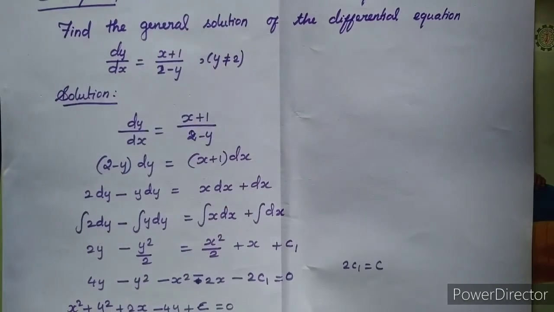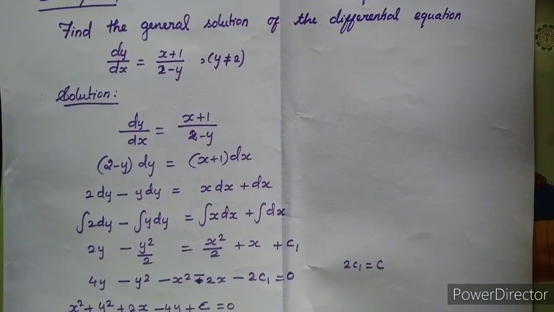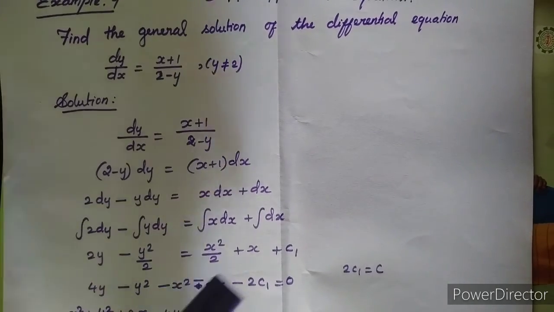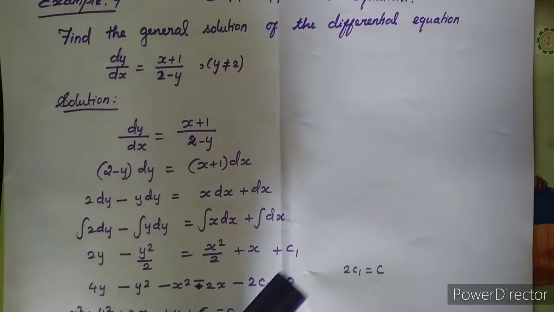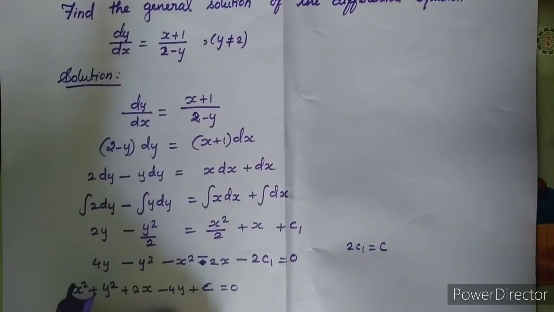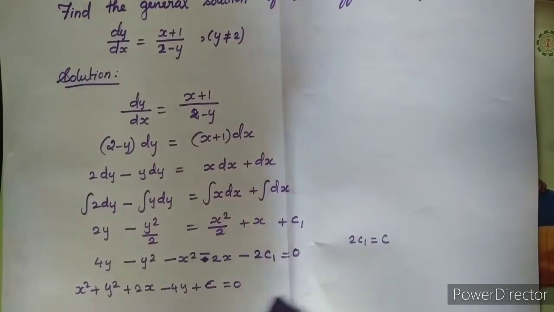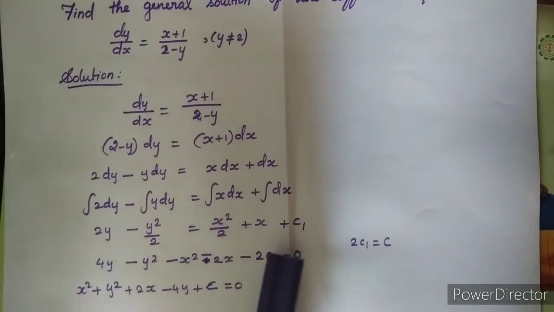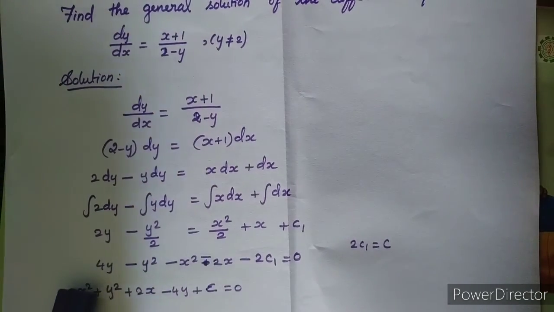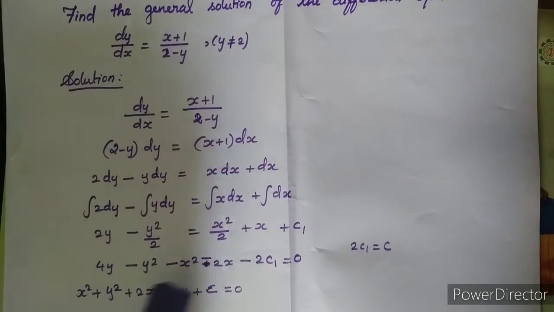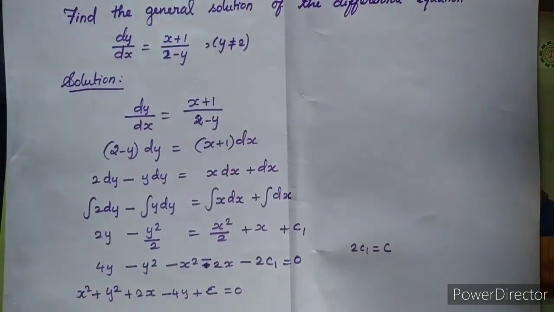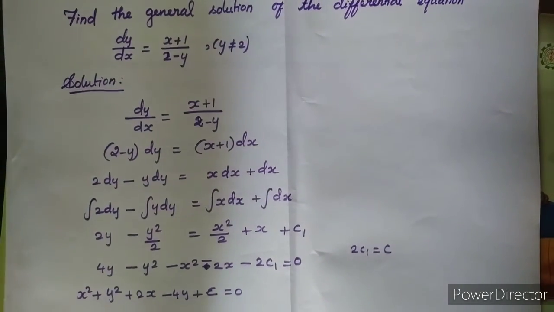Next multiplied by 2. Therefore the first answer will be 4y. Second will be y square. This will be only x square. It is 2 into x. This is 2 into c1. Next take 2c1 equal to c, therefore 2c1 value is c. Then change the sign of all the terms, therefore minus x square will be plus x square plus y square plus 2x minus 4y plus c equal to 0. This is the required equation.